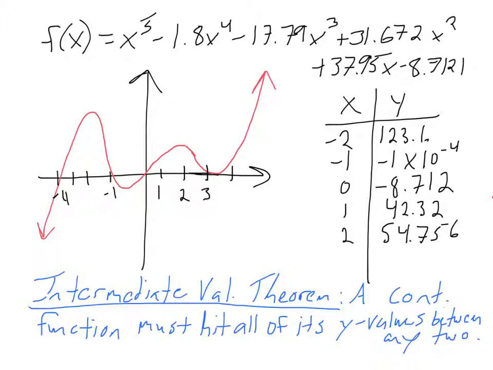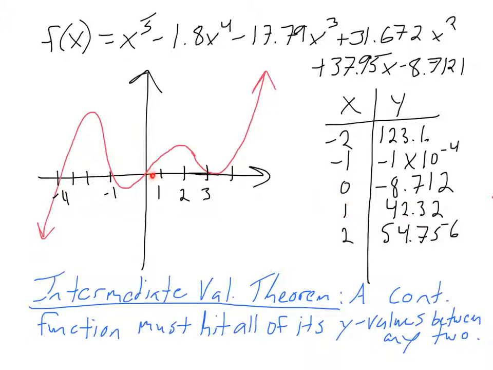So if I look at any pair of y values in this function, for instance, this function right here, it starts at -8.172 at 0, so at 0 it's actually below the x-axis. The scale of this graph makes it look like it's crossing, but it's really not. It starts below the x-axis at 0, and then by the time it gets to 1, it's way above the x-axis, way up here. Started below, it ends up above. That means that every single y value between -8.712 and 42.32 has to get hit. So one of those values between -8.712 and 42.32 is 0. So we know that there has to be a place where y equals 0 between x equals 0 and x equals 1.